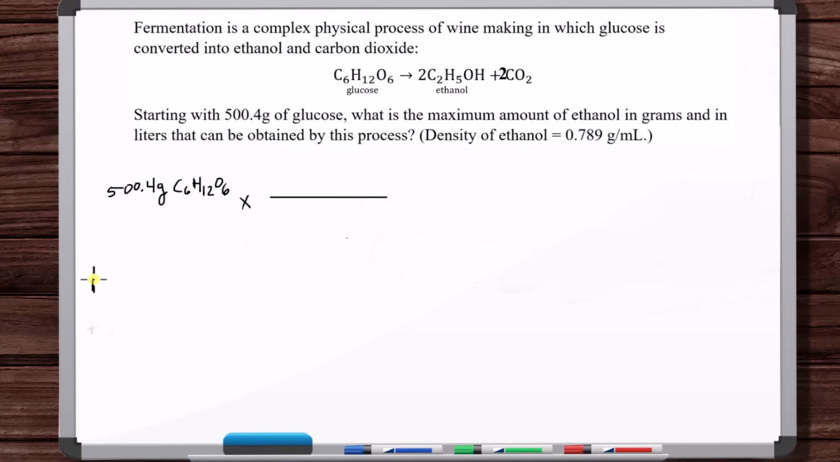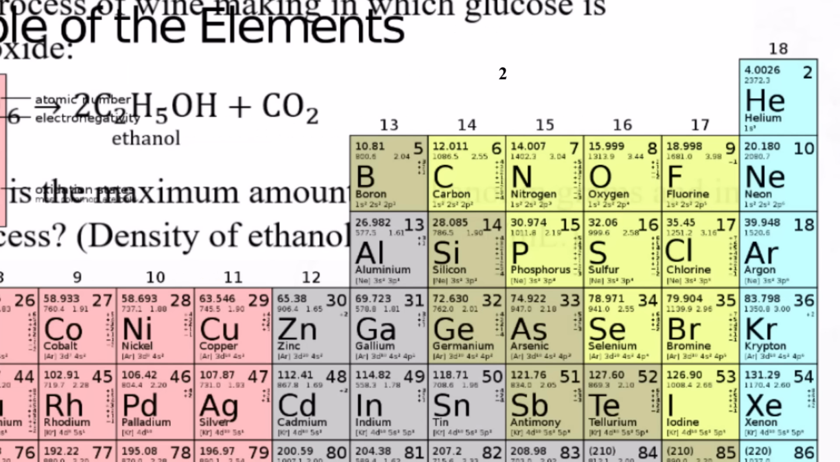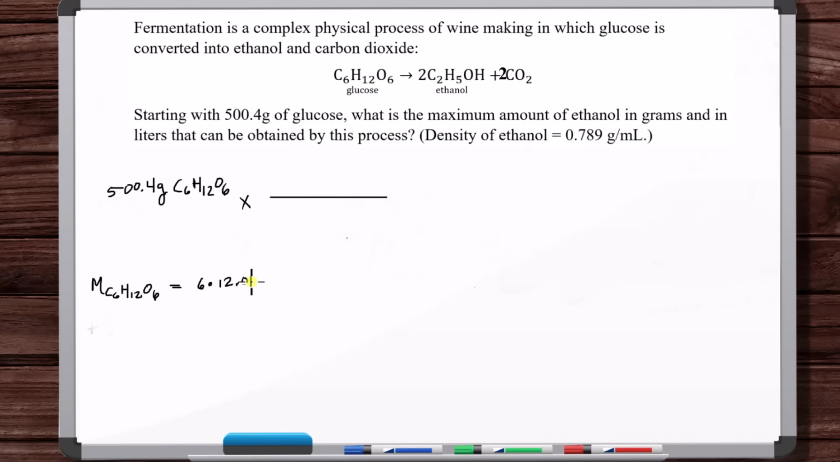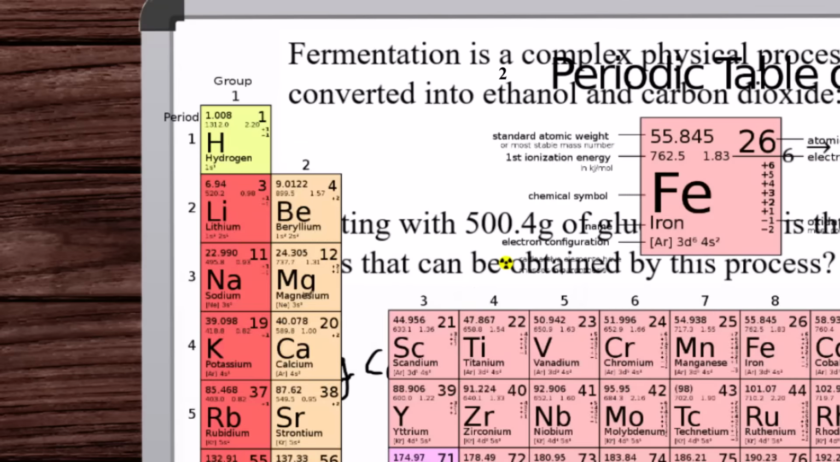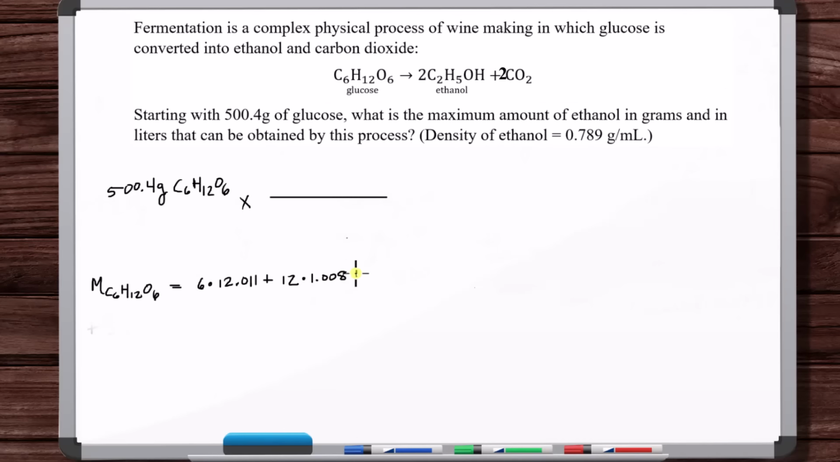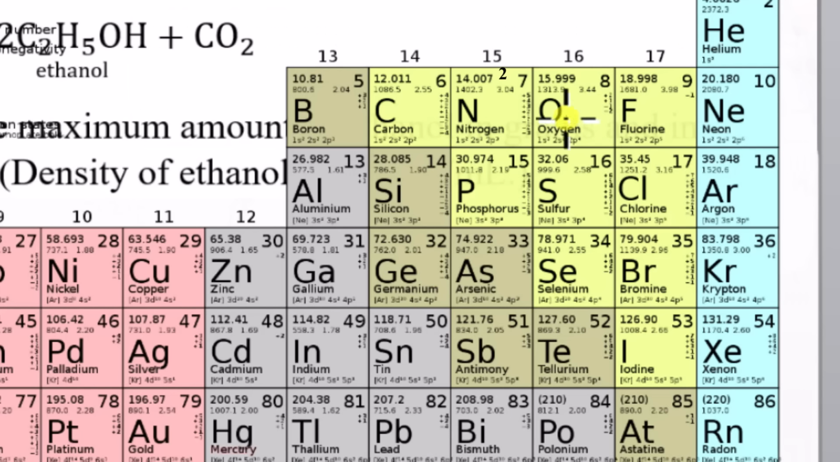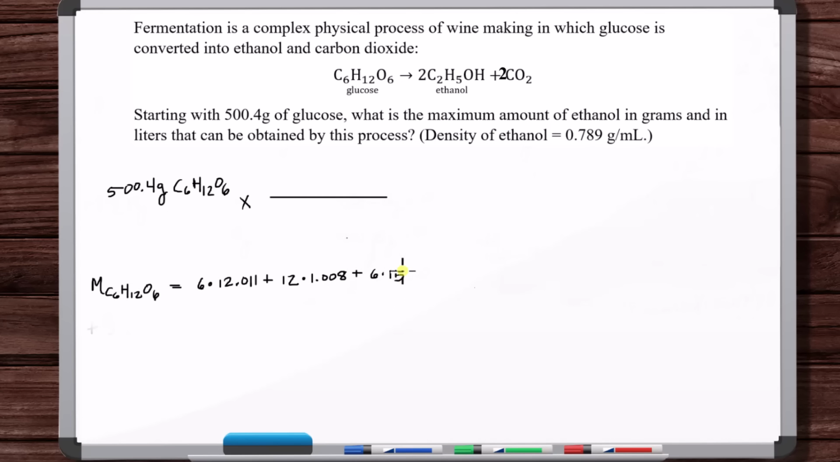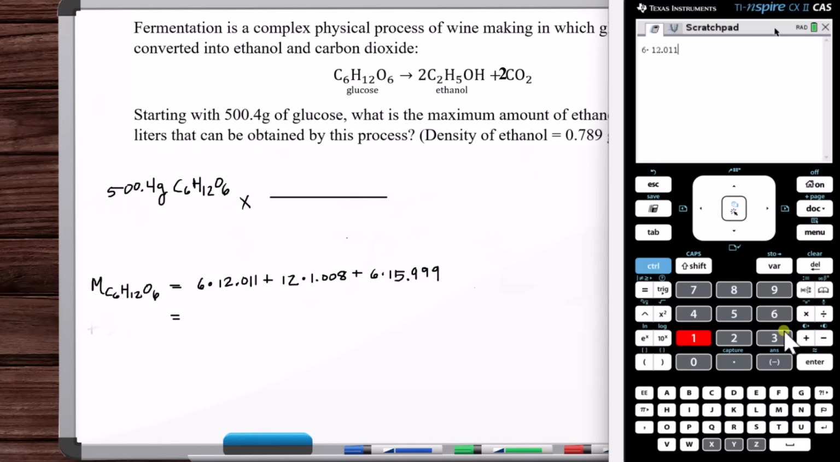We need the molar mass of glucose. Okay, so C6, 6 times 12.011, plus H12, 12 times 1.008, plus 6 times 15.999. All right. 180.156.